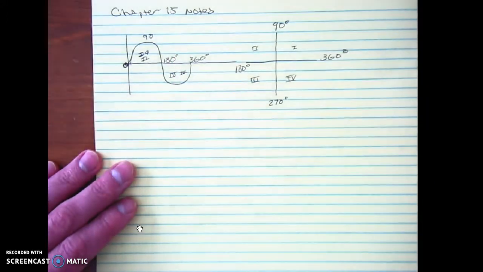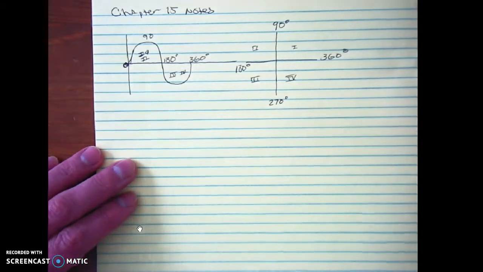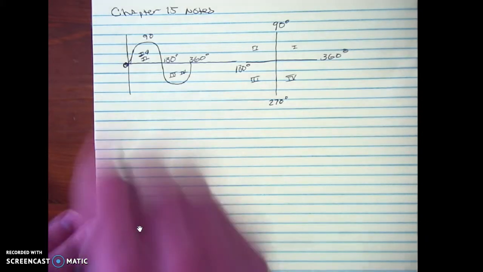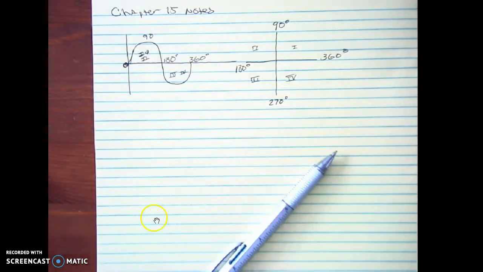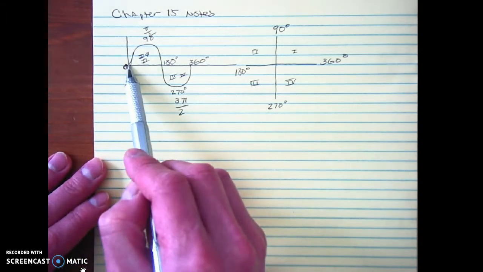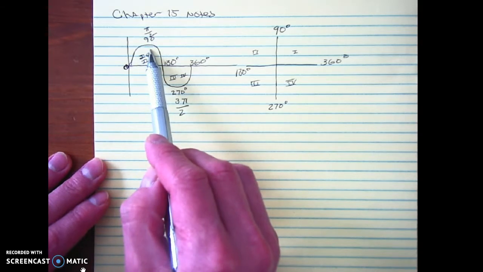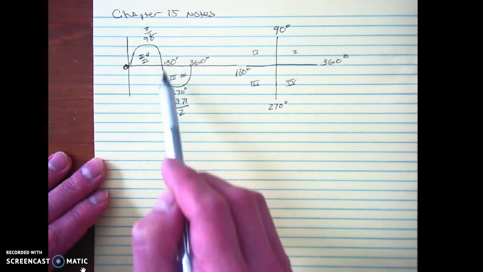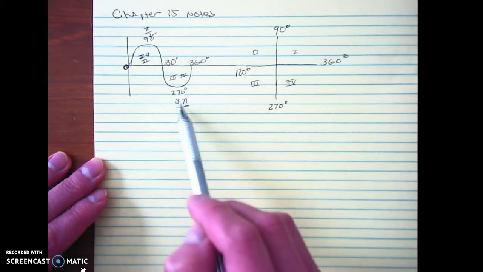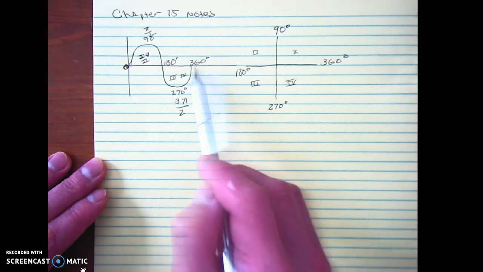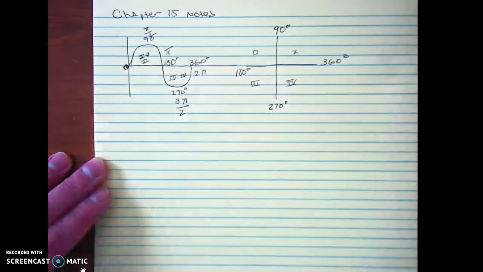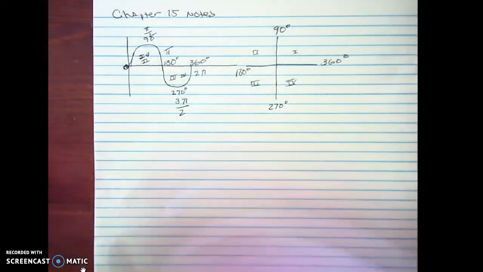So if I actually want to do this in radian mode, I would have 0 radians, pi over 2 radians, pi radians, and then 3 pi over 2, and then 2 pi. So this is 2 pi, and this is pi. So we can actually use pi in radian mode.